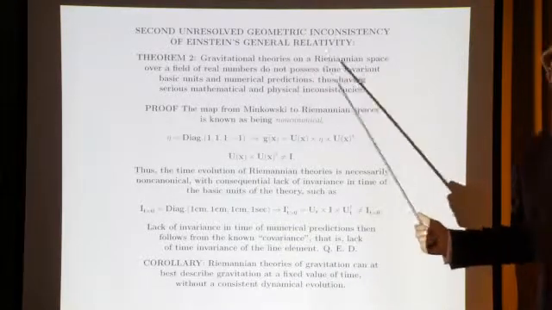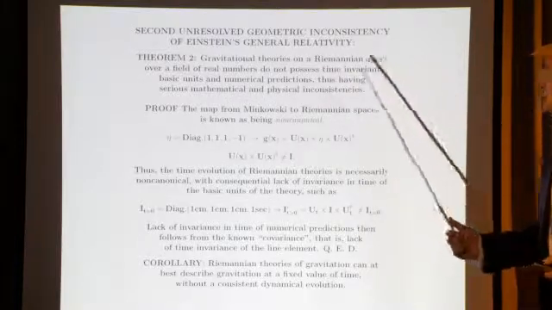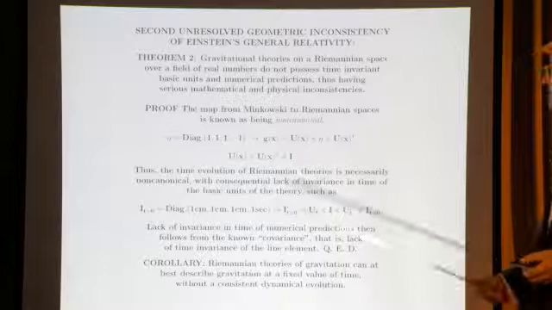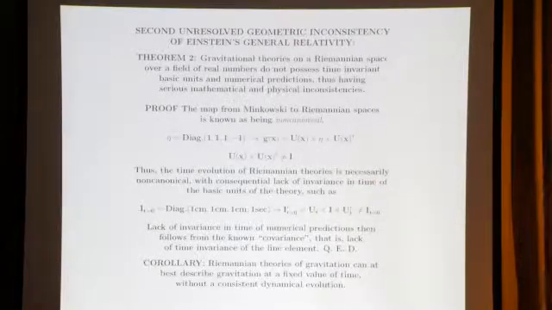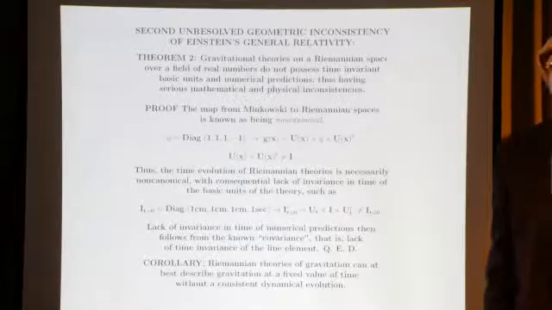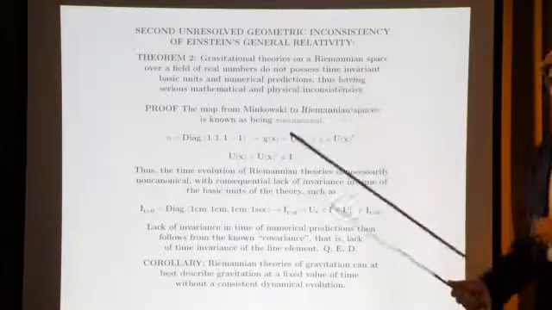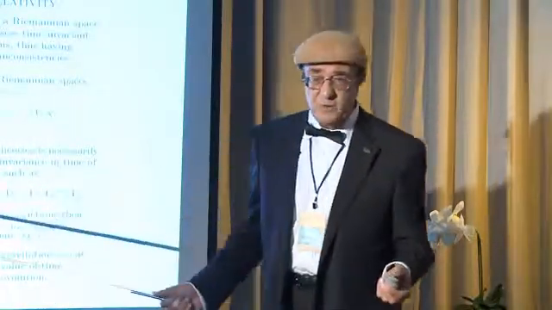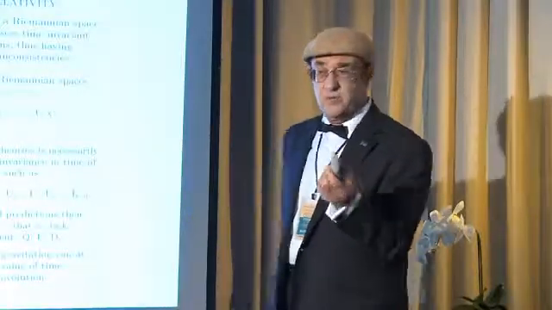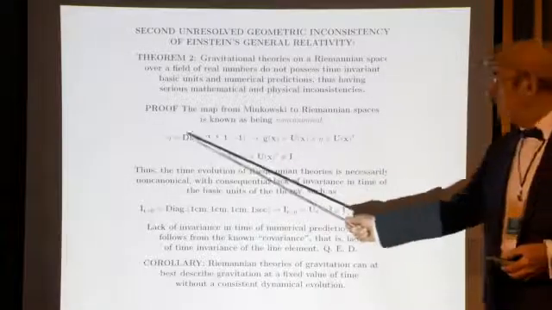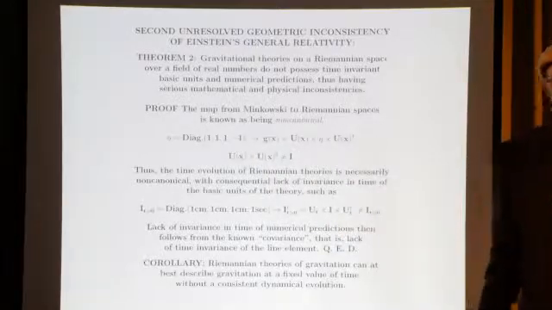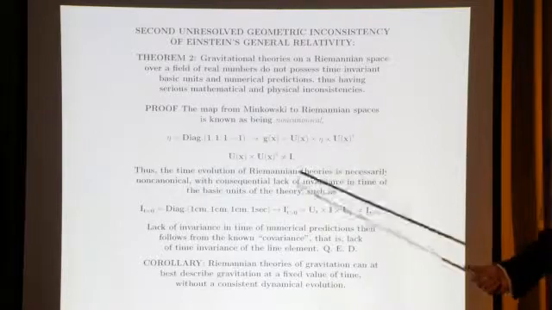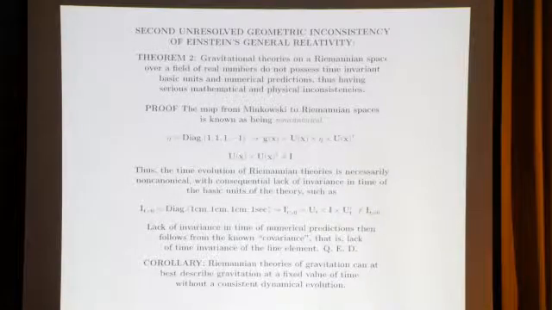The second theorem essentially states that the Riemannian description of gravitation does not preserve, or does not leave invariant, the basic unit of measurements, and does not predict invariant numerical values. Namely, it does not predict numerical values that are invariant with respect to time. This can be proved in many different ways. The way in which you can see it intuitively is that the map from Minkowski to Riemann is non-canonical. So this means that the Riemannian geometry has an intrinsic non-canonical structure.